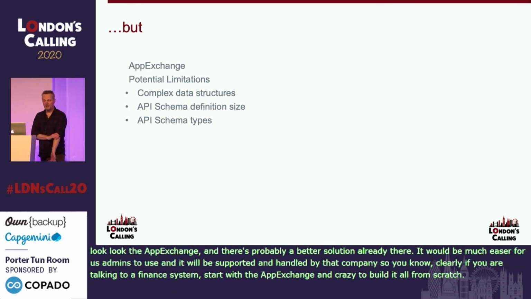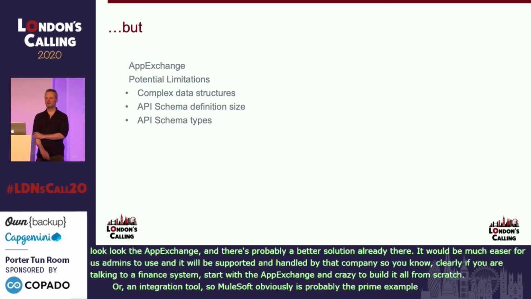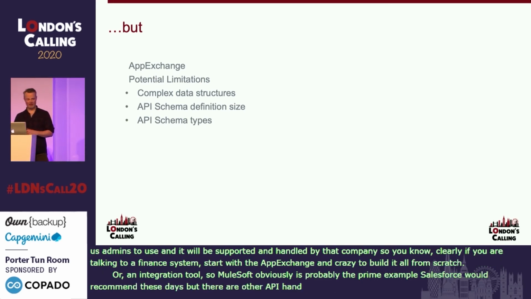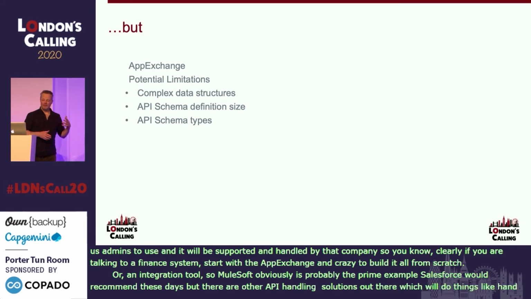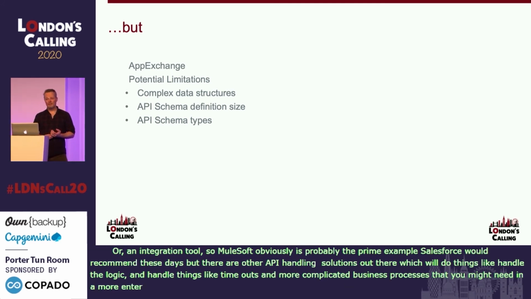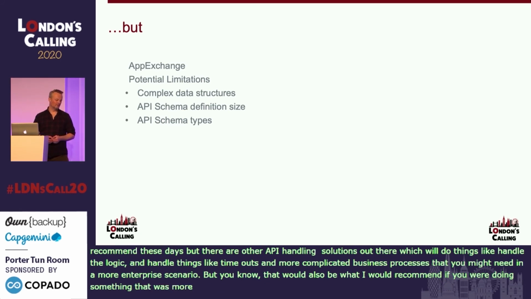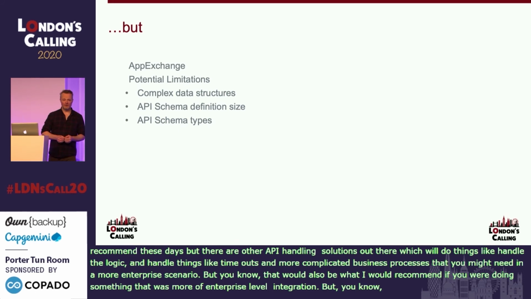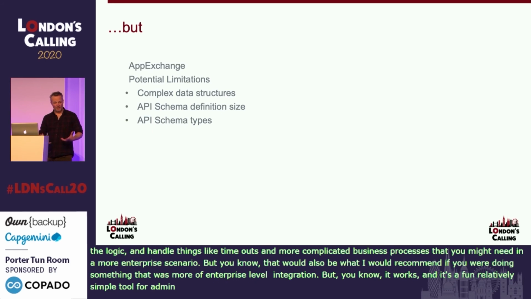Or an integration tool. So MuleSoft obviously is probably the prime example that Salesforce would recommend these days, but there are other API handling solutions out there which will do things like handle the logic and handle things like timeouts and more complicated business processes that you might need in a more enterprise kind of scenario. But that would also be what I would recommend if you were doing something that was more of enterprise level integration. But it works, and it's a fun, relatively simple tool for admins to get up and working with simple APIs.